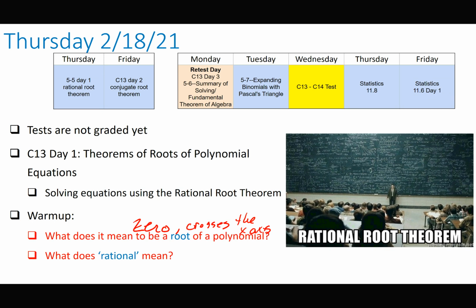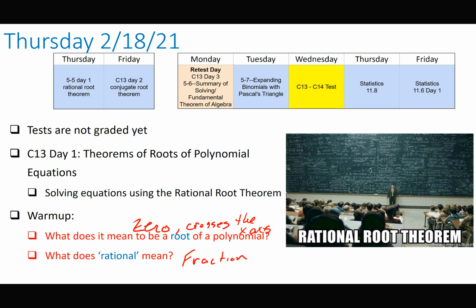What about the term rational? What does rational mean in a math context? What I want you to think of for rational is some sort of a fraction, like 3/4 or 1/3. That's what we're thinking about as rational. We can write it as a fraction. So rational simply means a fraction.